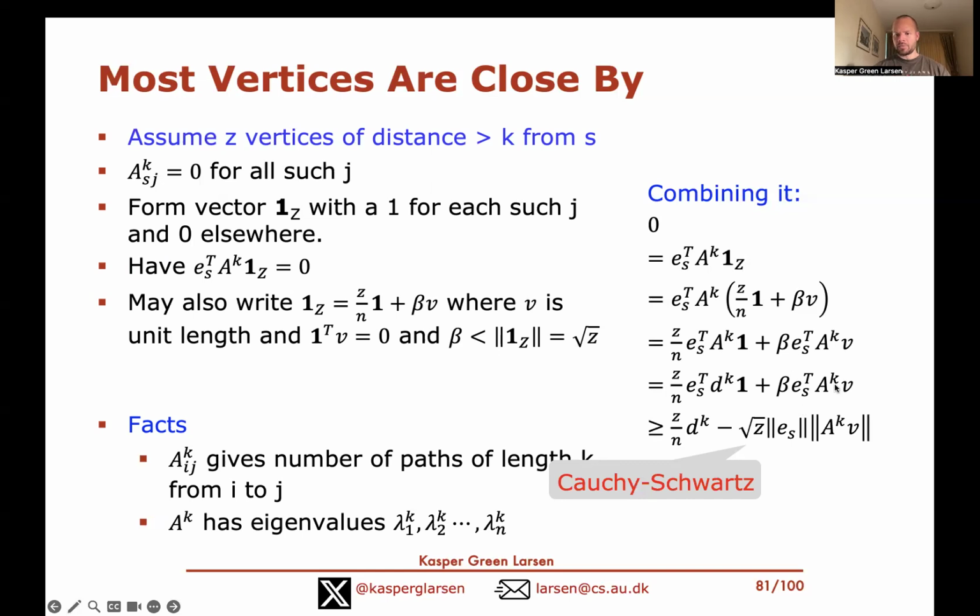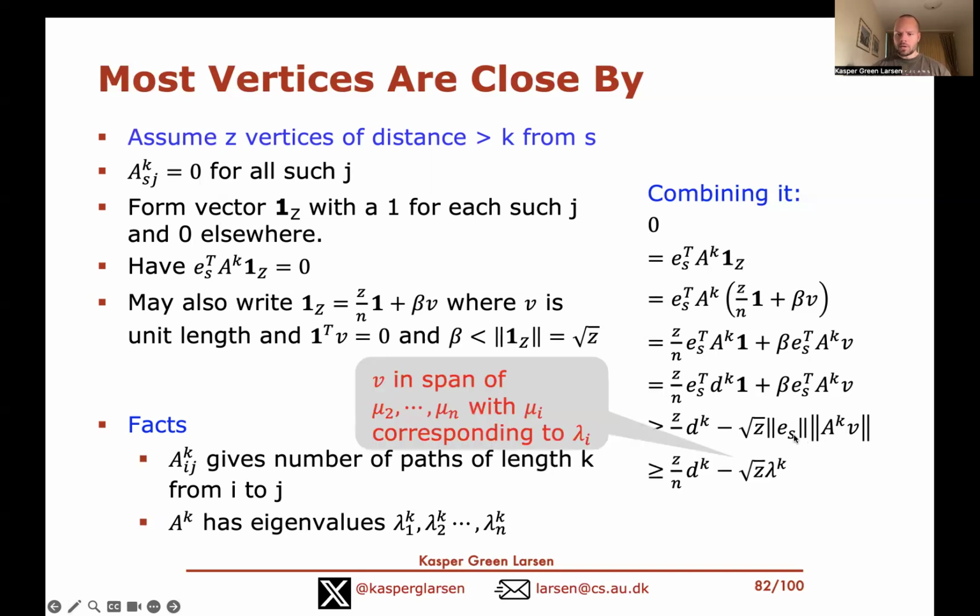Well, it can be a negative number, but the magnitude of the number, by Cauchy-Schwarz, the inner product between any two vectors, is at most the product of the norms of the vectors. So this is what we're using here. Beta also had a bound: the absolute value of beta is at most the square root of set, times the norm of this indicator, this standard unit vector, and the norm of A to the k times v. Now, the norm of the standard unit vector is just 1. That's great. And now we have to bound the norm of A to the k times v.